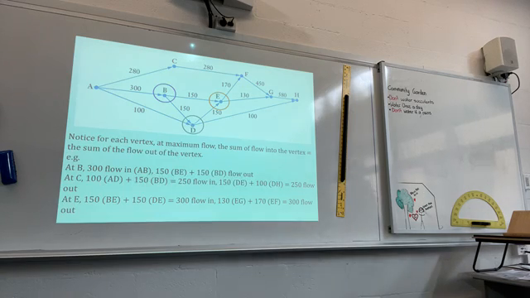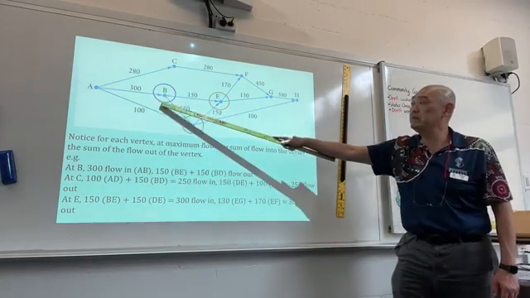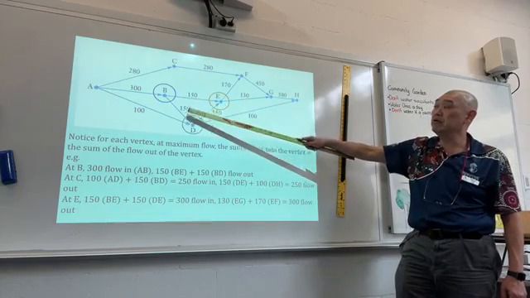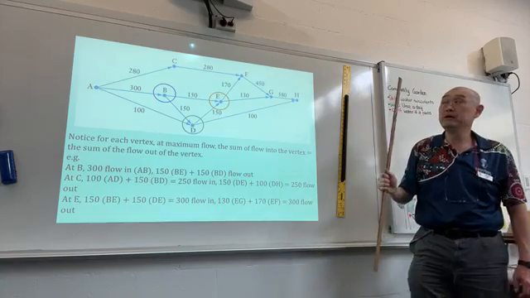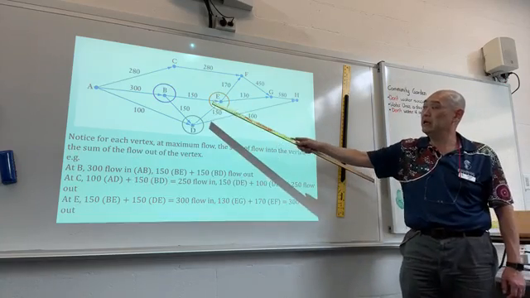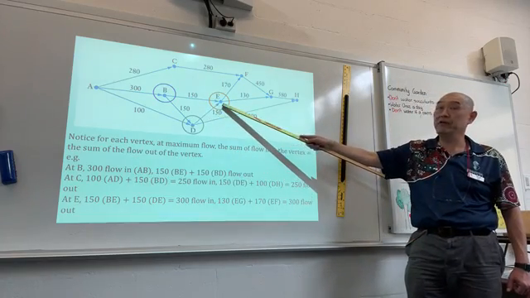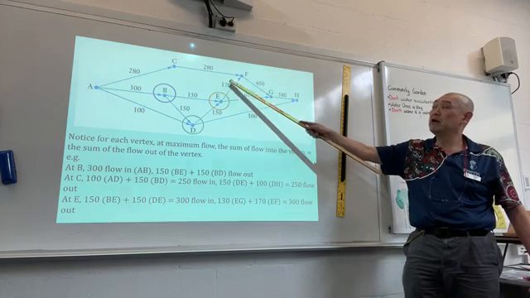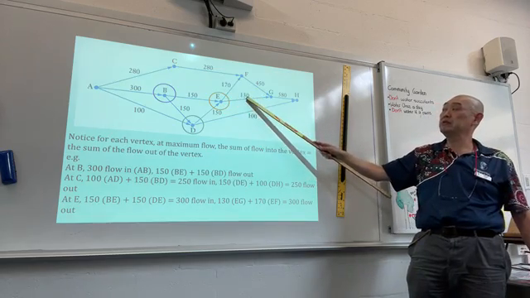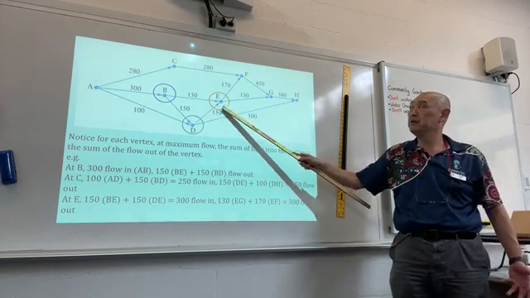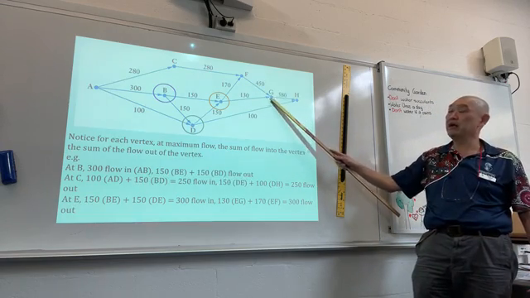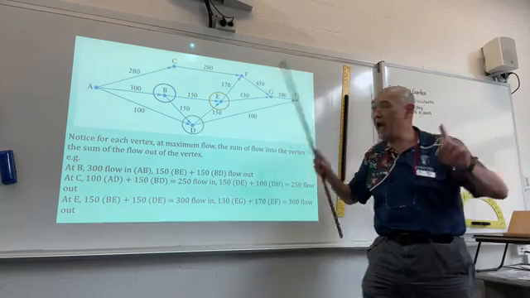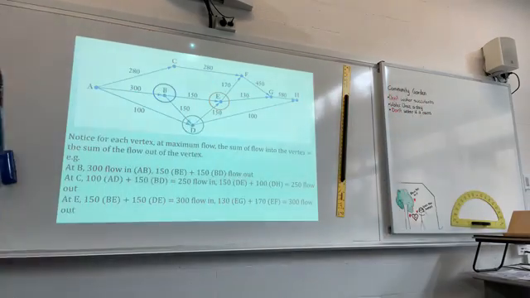So if you look at B, whatever comes in is 300 and going up 150. Those two add up to be 300. Correct? Here in E, 150 and 150 going into E. Going out is 170 plus 130, which is 300. Going into G, those two add up to be 580, and then going out from G is 580. So at maximum flow, whatever goes in, goes out. Alright?